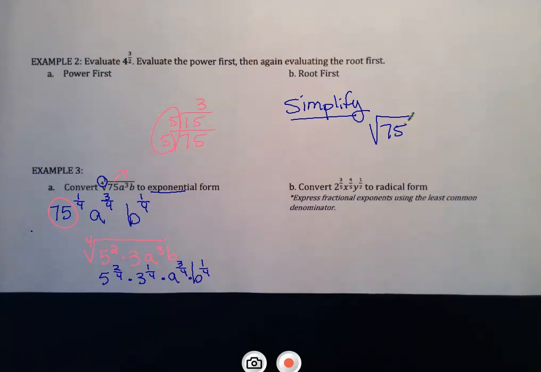Now, the other thing about this is if you look at this, can any of those exponents be simplified any further? Yeah, this 2/4. So you would also want to do that. So then we would have 5 to the 1/2 times 3 to the 1/4 times a to the 3/4 times b to the 1/4.